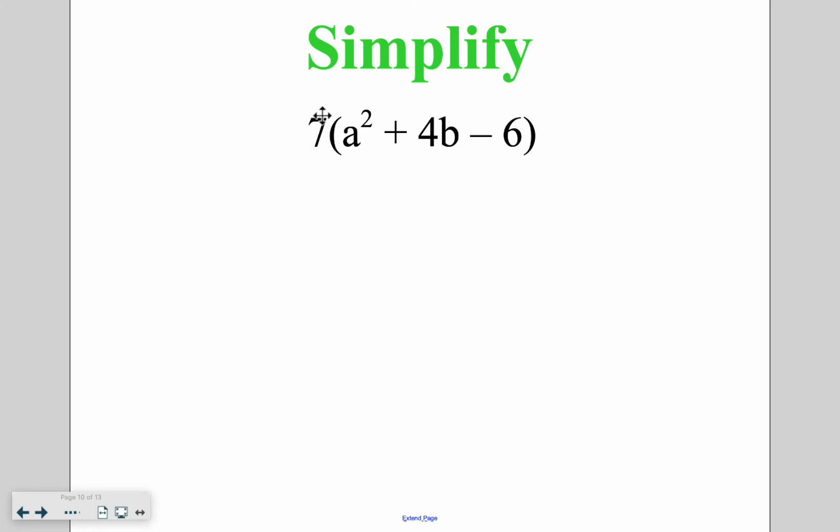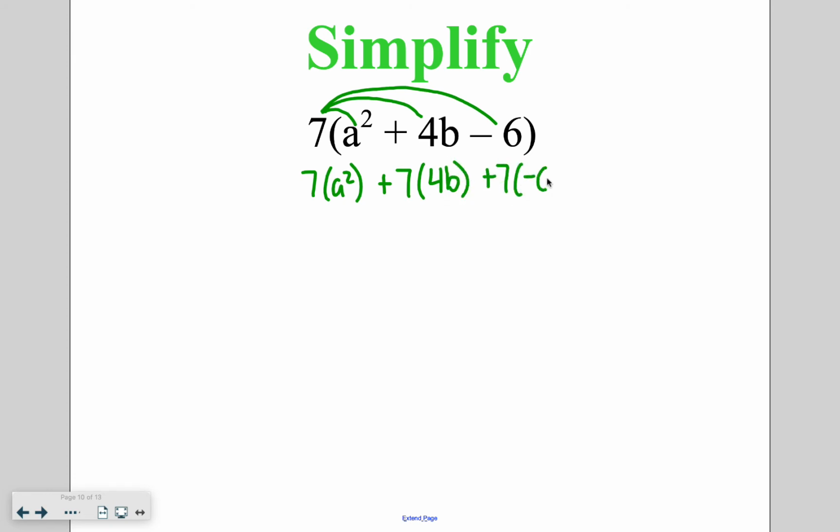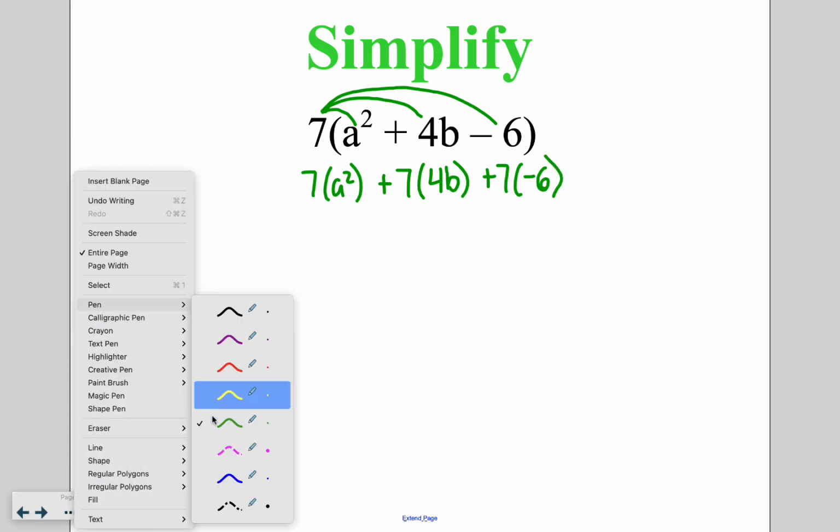The rules apply just the same as they did when we were doing numbers. The outside value has to get distributed, multiplied with each interior value. So we have 7 times a squared. We have plus 7 times 4b. And then we have a positive 7 times a negative 6. Then you would go through and do that multiplication.